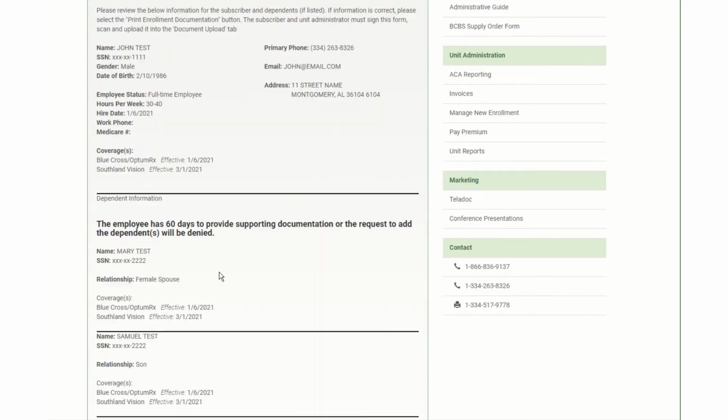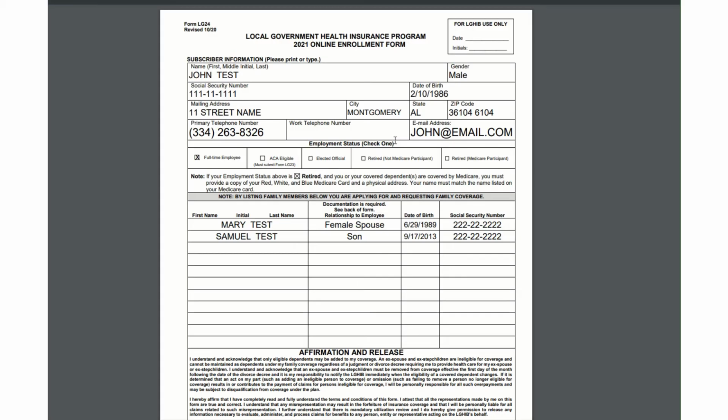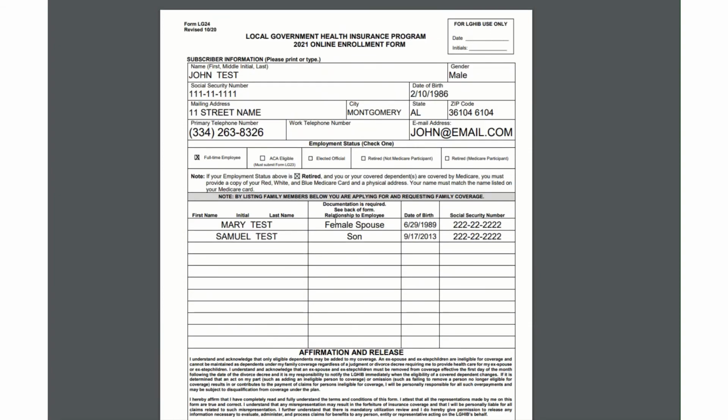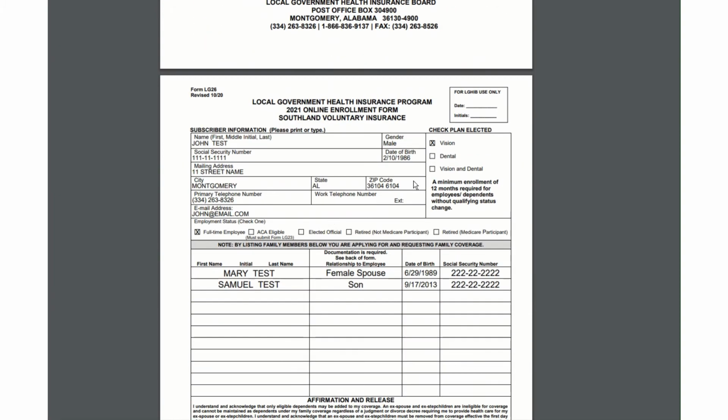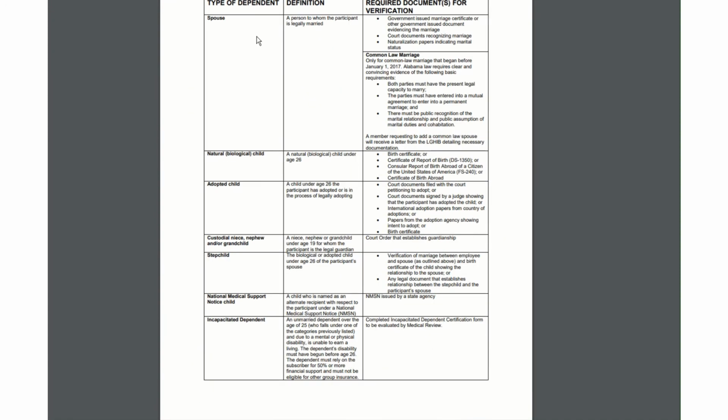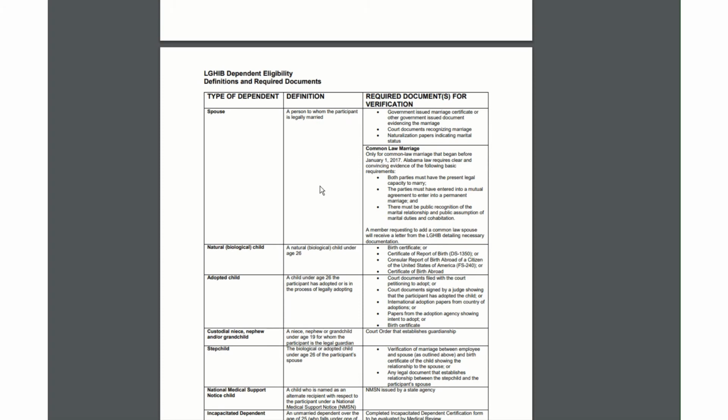So everything looks good, so we're going to go right here to Generate Enrollment Forms. And you can't see the print icon, but there is a print icon that'll pop up on this window. But this has pre-filled the information for this online enrollment form, so it has everything in there. So what you and the employee will need to do is verify that this information is accurate. And so then once this information is verified, you will print the form out, and it also includes the Southland form if they enrolled in Southland, as well as the definitions and required documentation sheet.